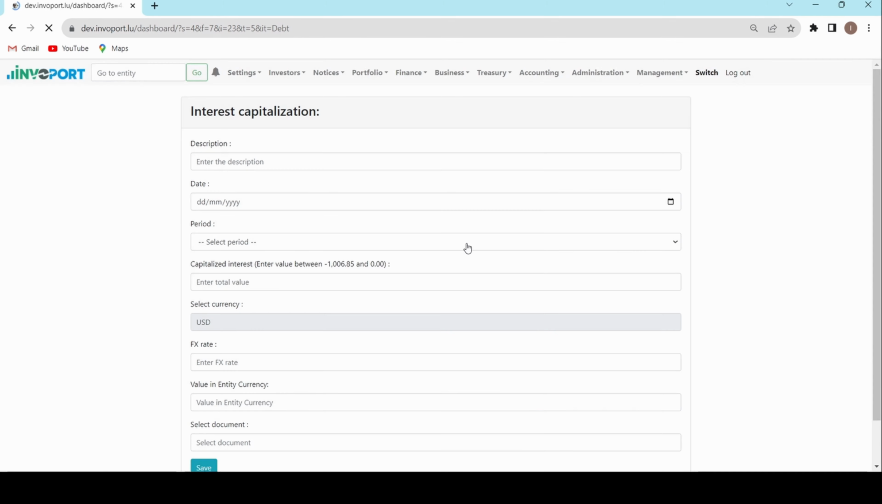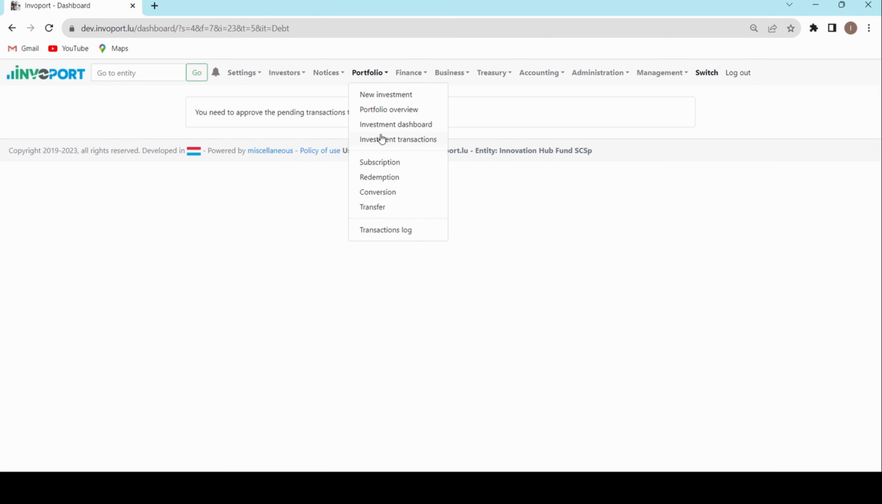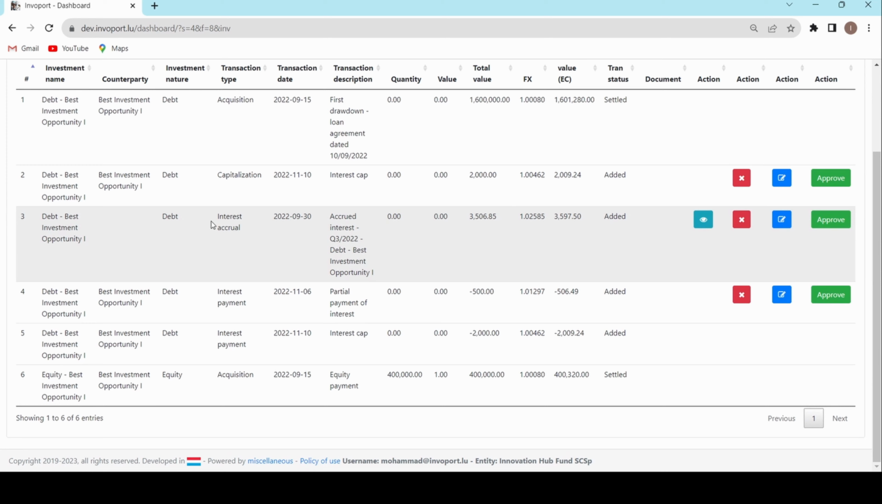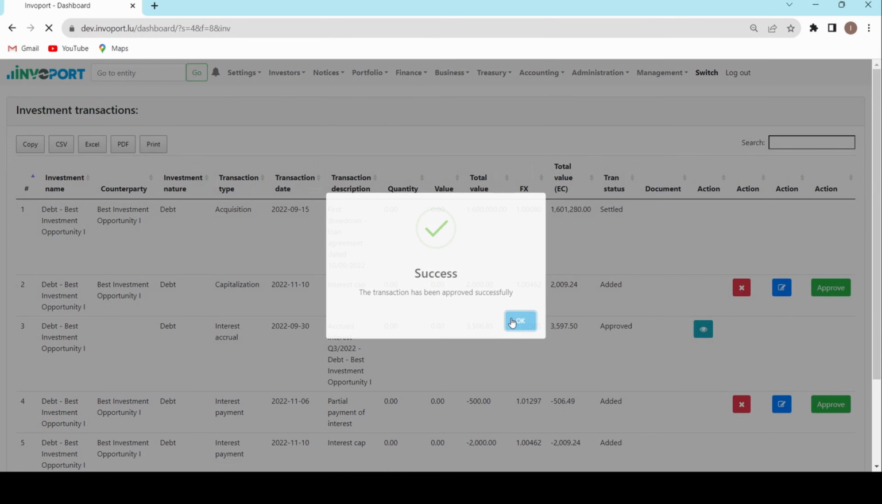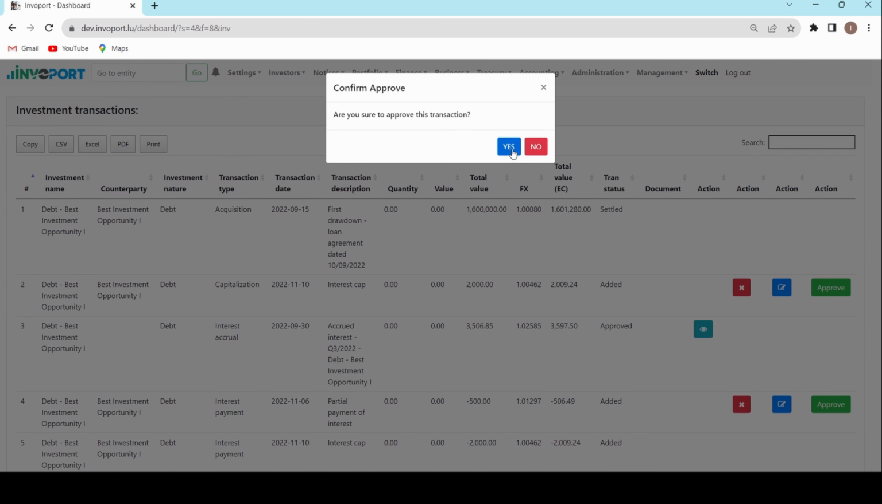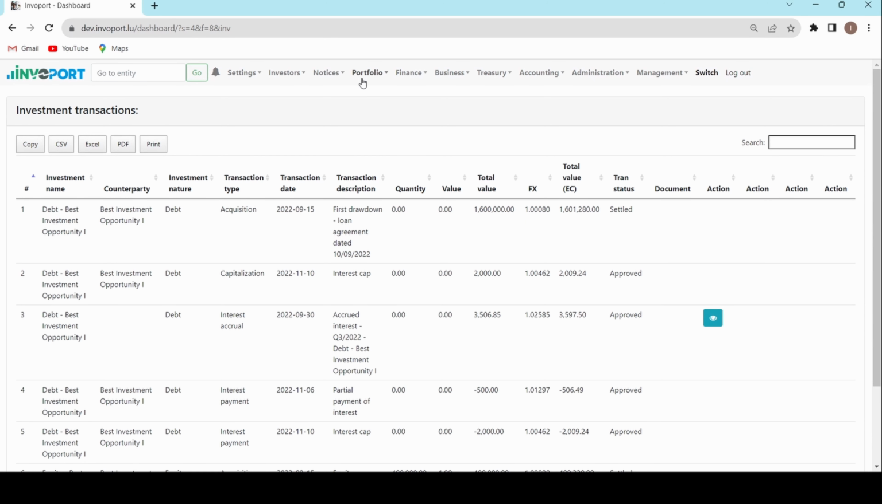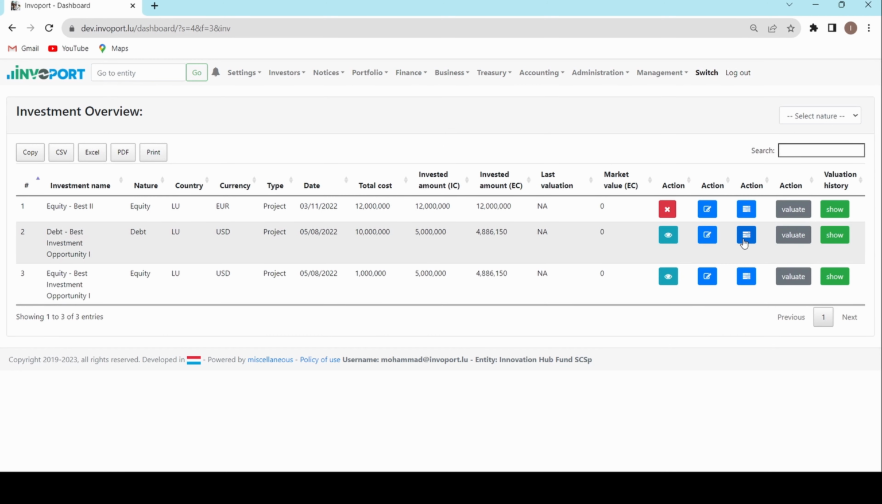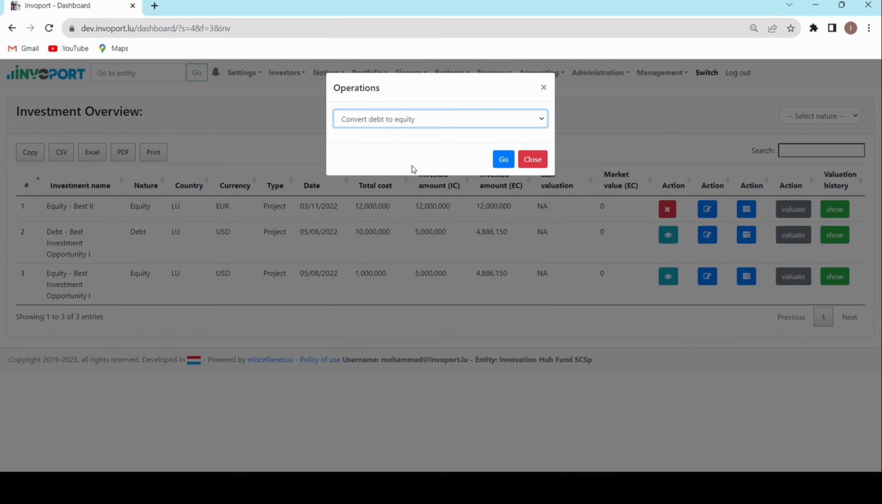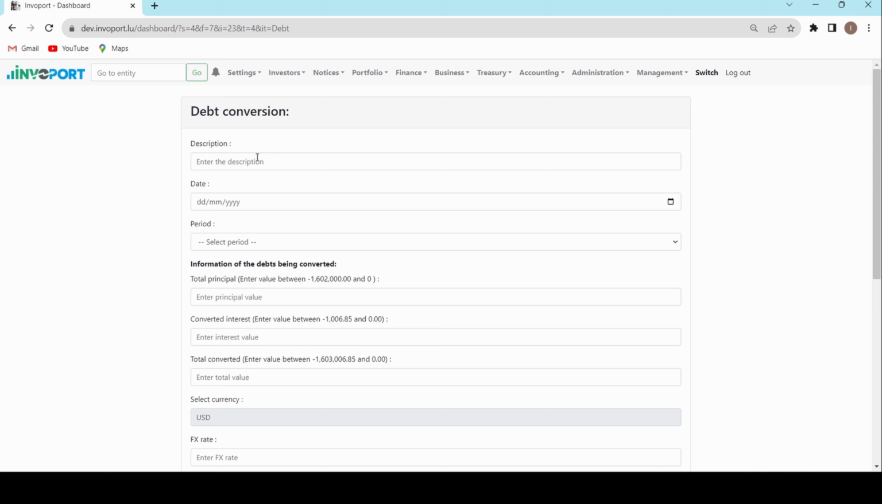You can also do the conversion into equity. You select the conversion, complete the form by specifying the amount of the principal amount and interest amount that you would like to convert into equity. The first part of the form relates to the debt being converted, and the second part of the form is the equity being acquired. You have to put all the information about the equity instrument, and the amount of the converted debt must match the acquired equity. Of course, you have to pay attention to the signs of the debt and equity amounts. Once you save and approve, we are good to go.